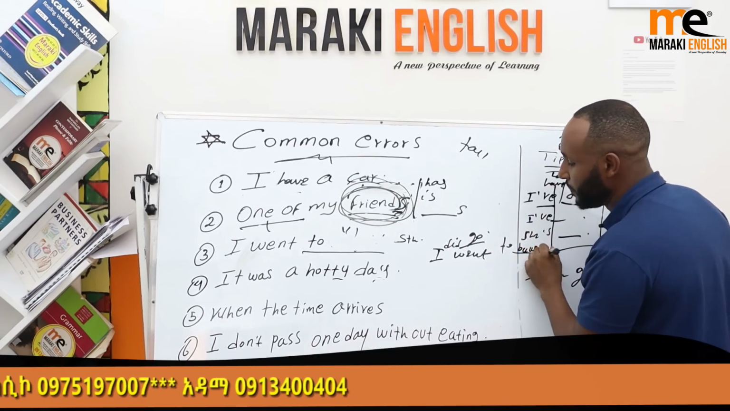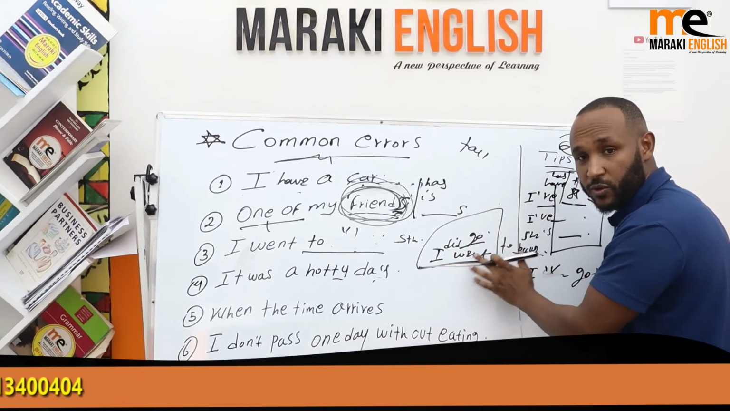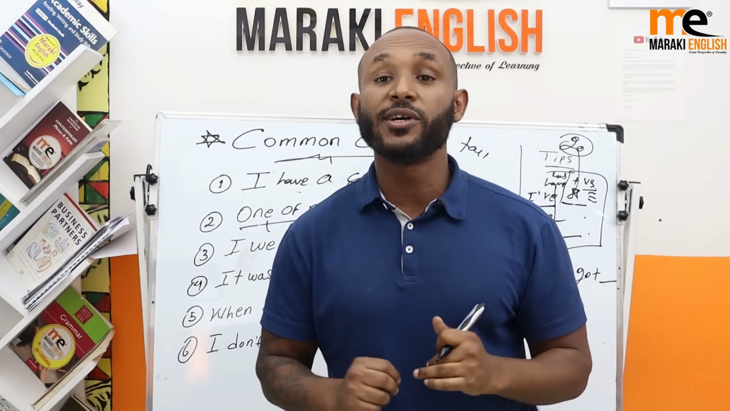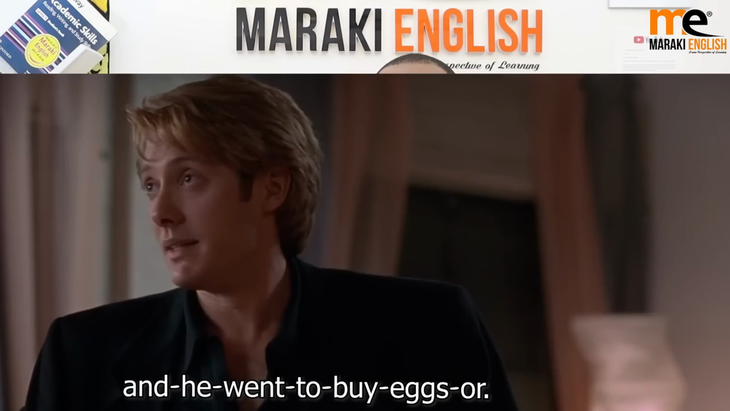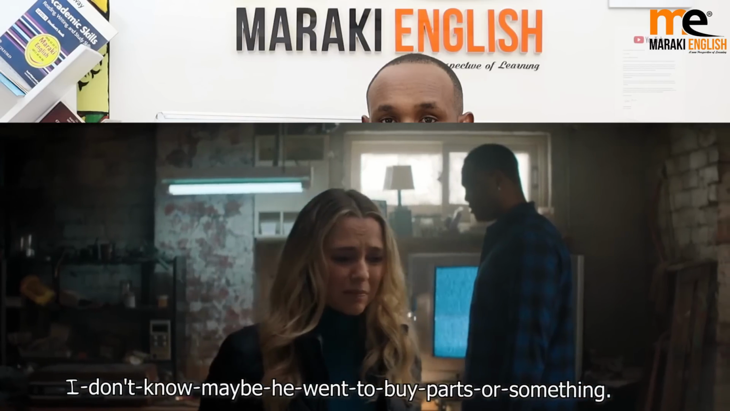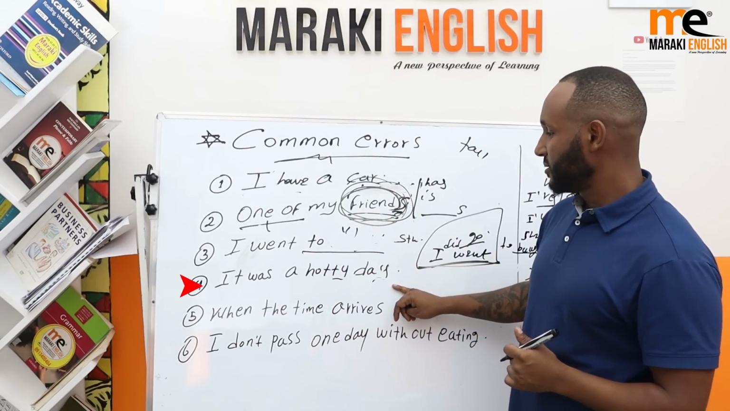No, this is not right. Already, you finished your grammar part here, so you don't have to worry about this part, okay? Every time after you say "to," follow it with verb one, and you're fine. We went to buy flowers. And he went to buy eggs or, I don't know, maybe he went to buy parts or something? Good. Okay. What about this one?